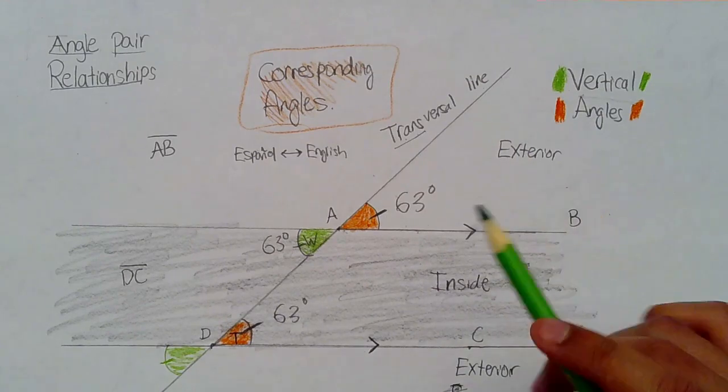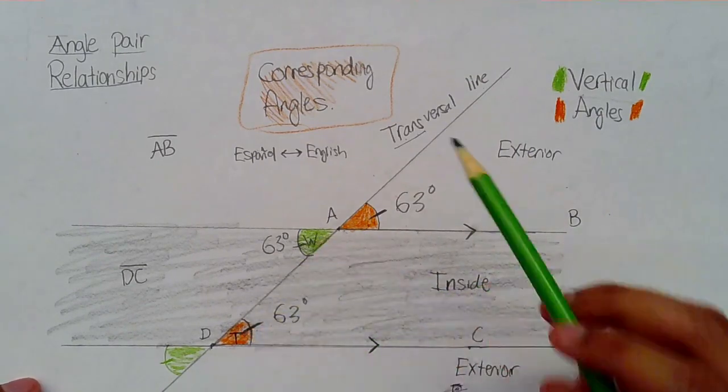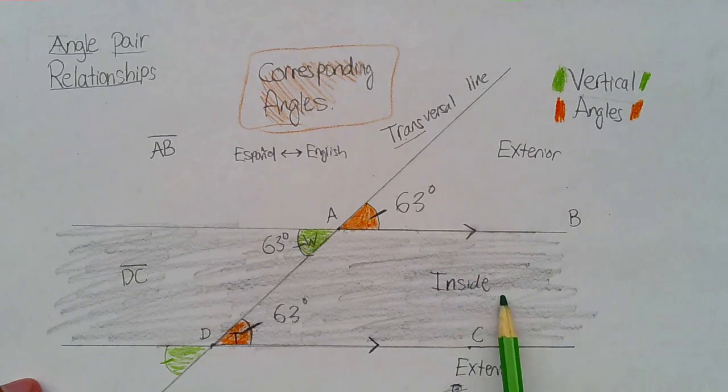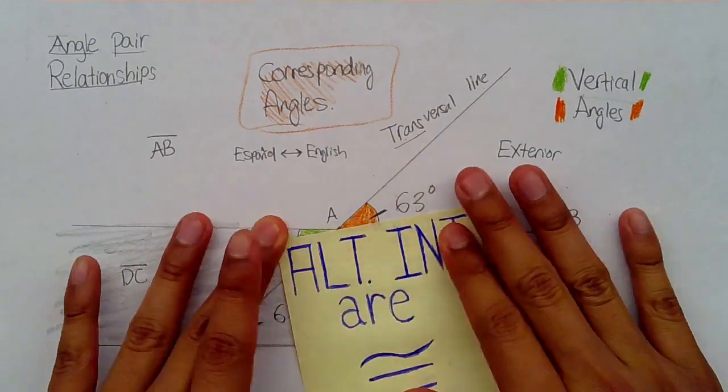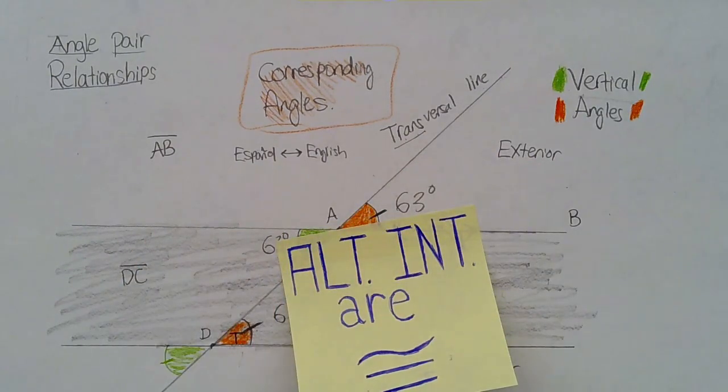I have no idea. These are called alternate interior angles because they are in the inside of these two parallel lines, and they are alternate sides of the transversal. The green W angle is on the left half of the transversal. The orange T angle is on the right half of the transversal. And that is the next angle pair relationship that we're going to talk about.